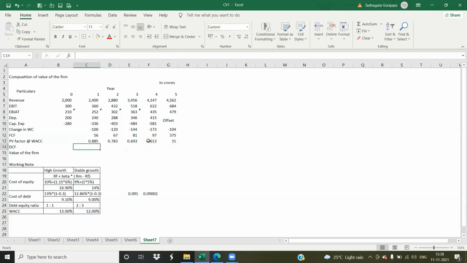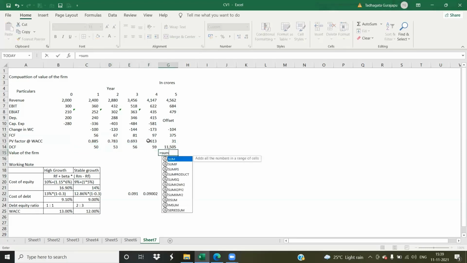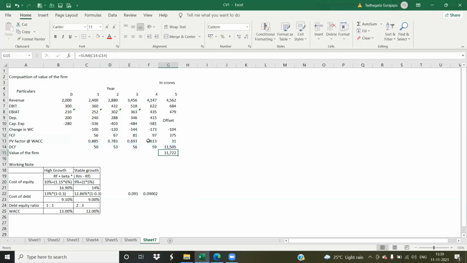Now let us find out the discounted cash flow, that is future cash flow into PV factor, right? So the value of the firm is the sum of all these values. So it is 11,722 crores. So this is the value of the firm. Okay, so this is the solution.